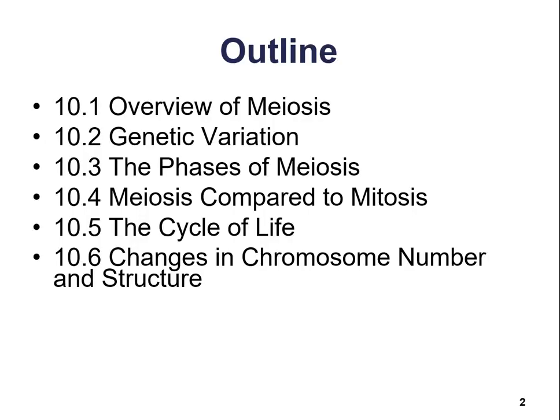So, in terms of the outline overview of meiosis, I just mentioned this genetic variation. We'll talk about the specific phases of meiosis. This is also in your lab, the meiosis and mitosis lab, where you also go over the phases of meiosis, in terms of what's happening and being able to recognize those phases from pictures. And then we'll talk a little bit about meiosis compared to mitosis, like I said. Then overall we'll talk about the cycle of life and where meiosis fits in and where mitosis fits in. And then the last part of the chapter talks about changes in chromosome number and structure and different diseases or disorders that might lead to.